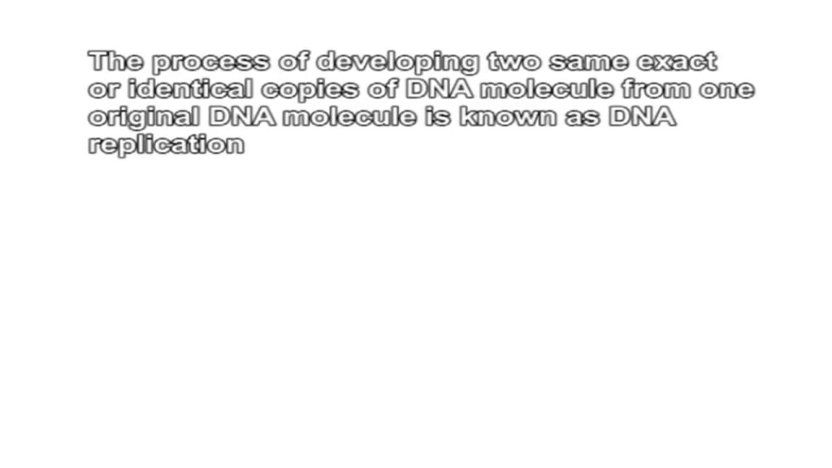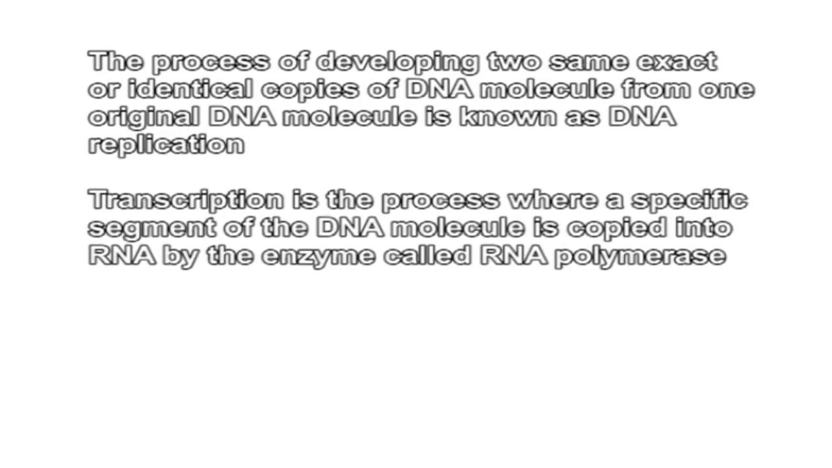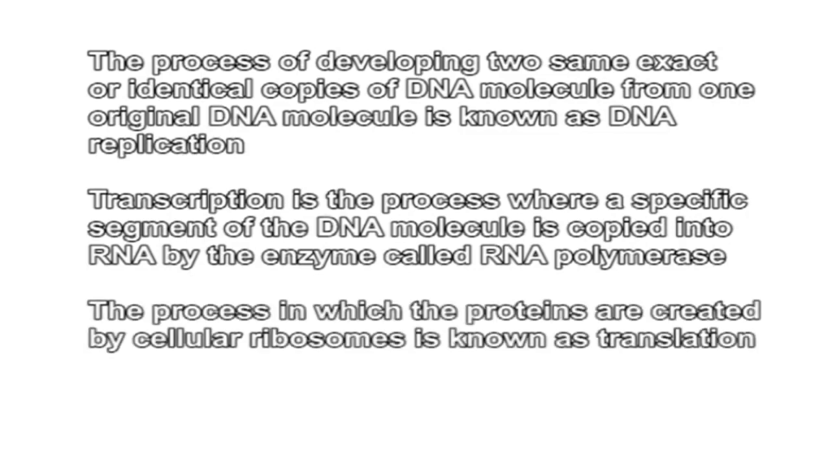The process of developing two exact or identical copies of a DNA molecule from one original DNA molecule is known as DNA replication. Transcription is the process where a specific segment of the DNA molecule is copied into RNA by the enzyme called RNA polymerase. The process in which proteins are created by cellular ribosomes is known as translation. The genetic information is involved in the development and functioning of the human systems.